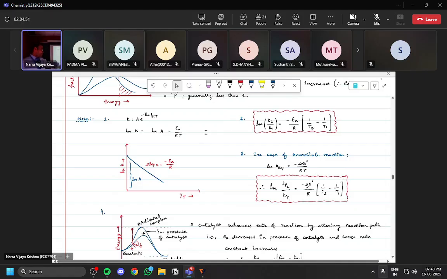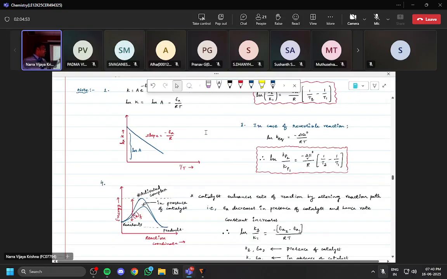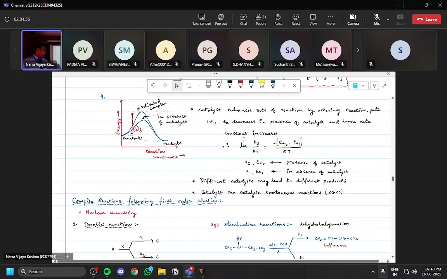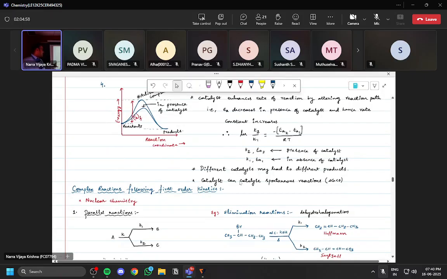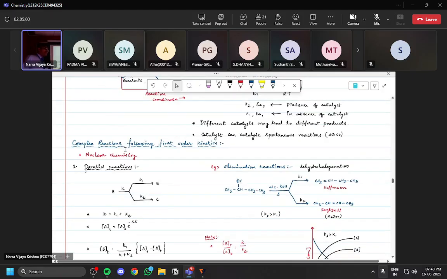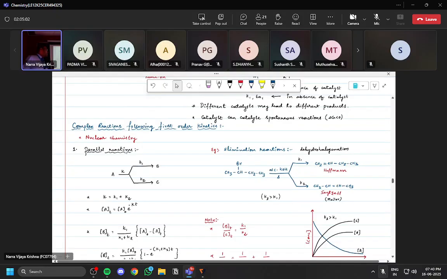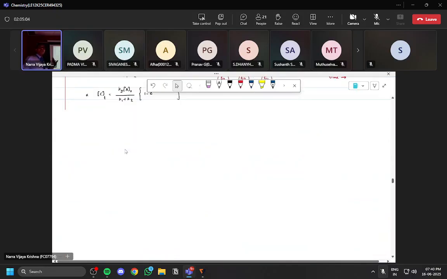Same thing I have written. Right? What is the effect of catalyst? That also we have written. Complex reactions already we have done: parallel, consecutive, opposing. Done or not? Nuclear chemistry already done. So we are at the end of this chapter. Now, in addition to that, in physics, you will learn a few more terms.